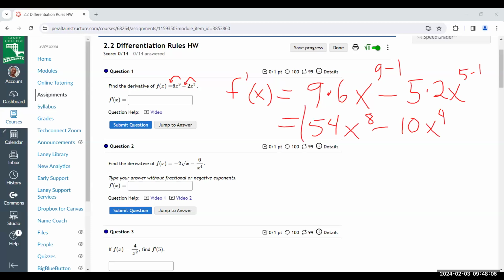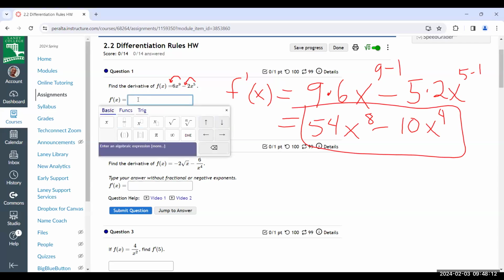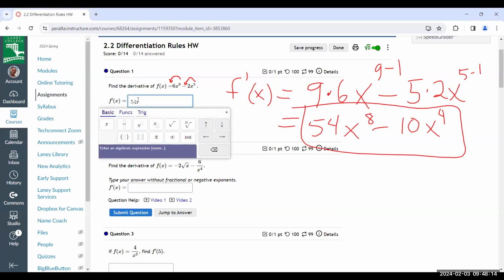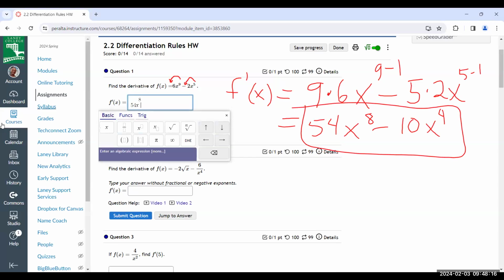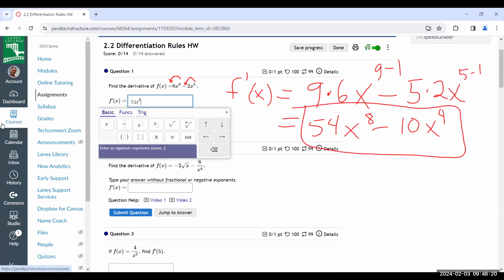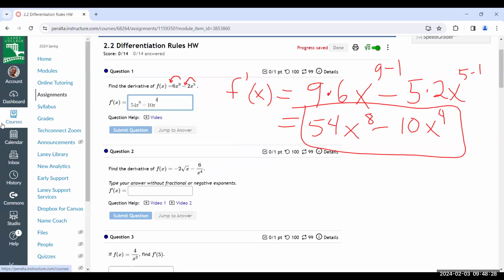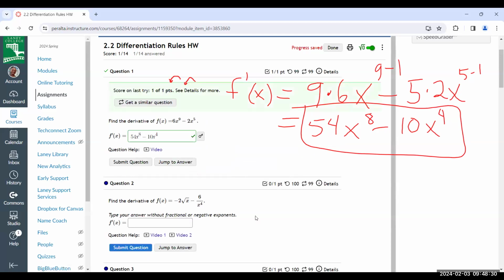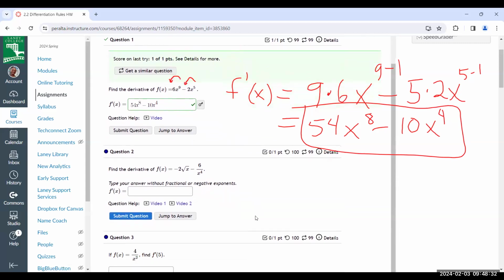And this is our answer. Oops, minus 10x to the 4th. So there we go. Let's look at number 2.